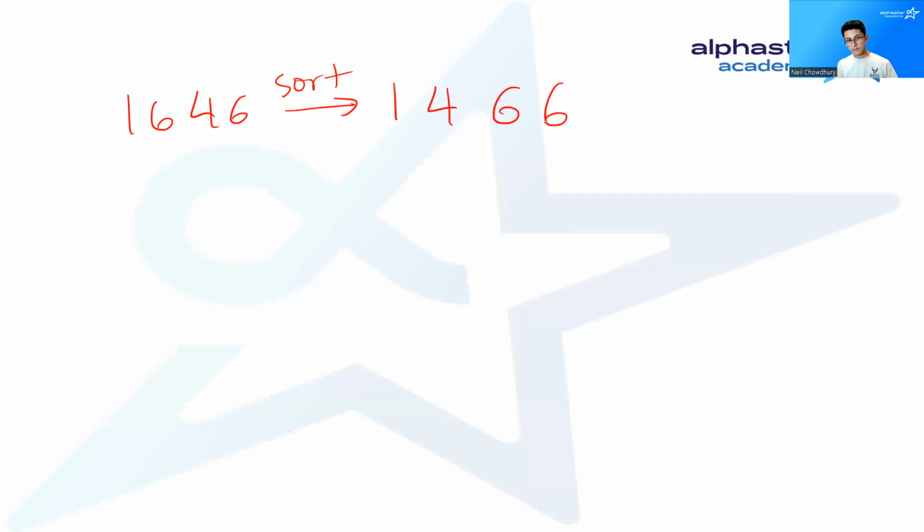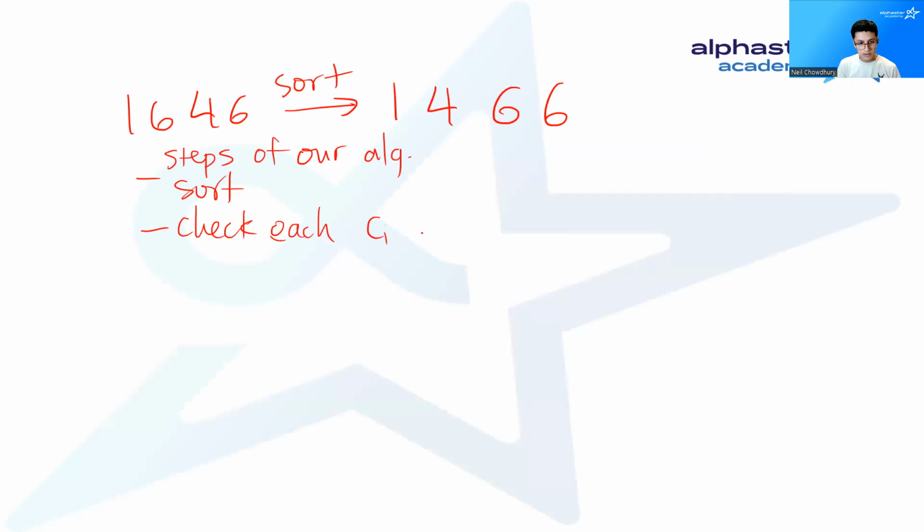We start with 1 6 4 6, and if we sort this list, then we would get 1 4 6 6. And now we need to try the different tuitions. So here will be the steps of our algorithm. Start by sorting, and then we check each of the CIs, because we know that these are the possible tuitions.